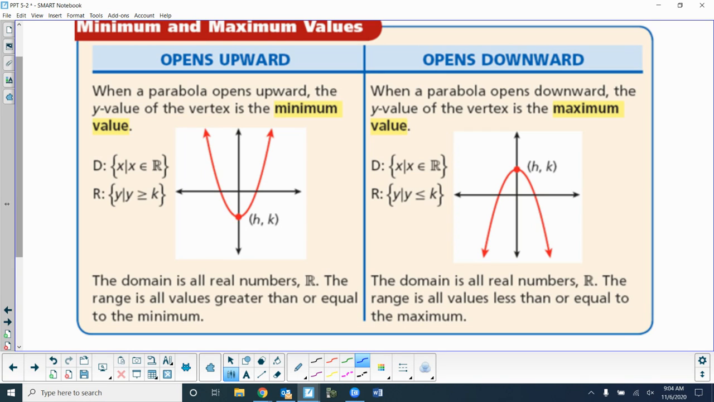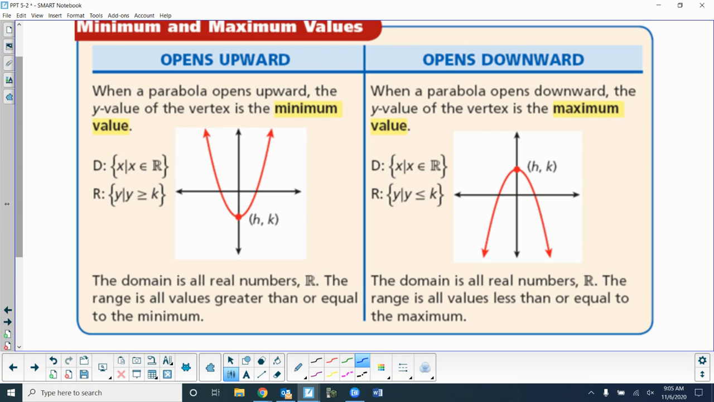But if it opens up, this point down here is called the minimum value. That's the min. Makes sense? The very bottom, the smallest it could be. And if it opens down, it's at the very top. It's like at the mountaintop, right? So that's the maximum point. So that's what we're talking about today, adding on domain, range, and mins and maxes.